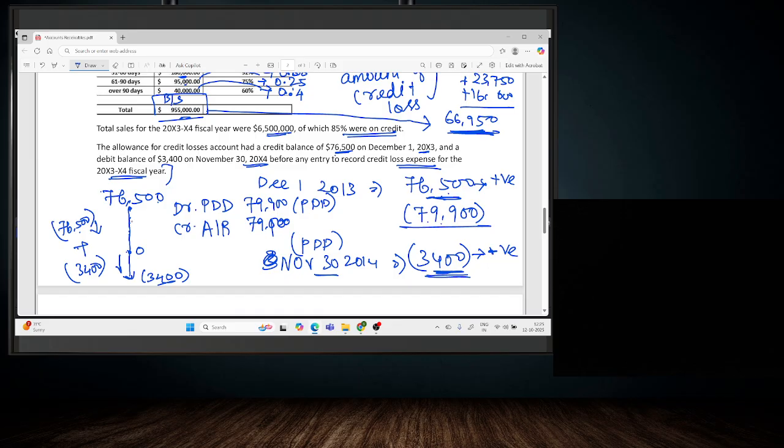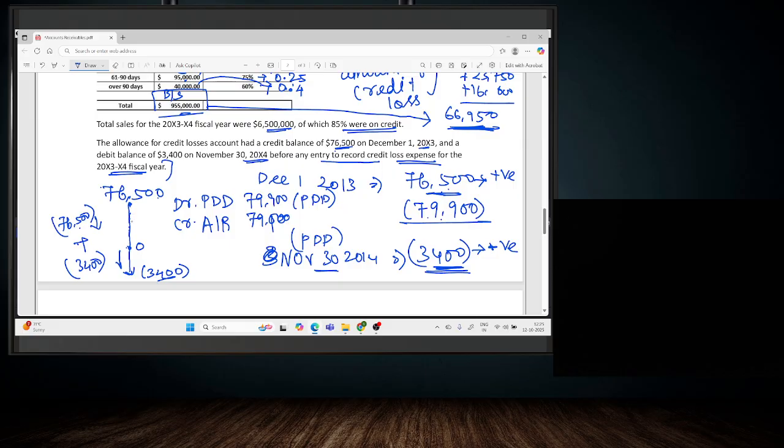Then what happened? Listen, this 3,400 is before any entry to record credit loss expense for the year. Correct? Before making any adjustment entry at the end of the year, the balance is 3,400 negative. But obviously we will make some adjustment entry at the end of the year. What is that adjustment entry and how is it going to impact?